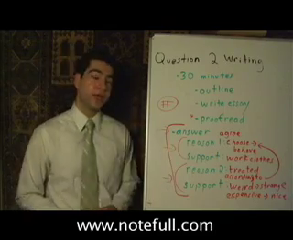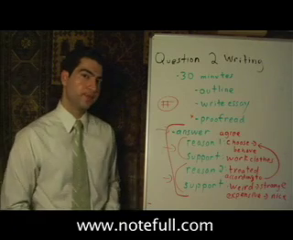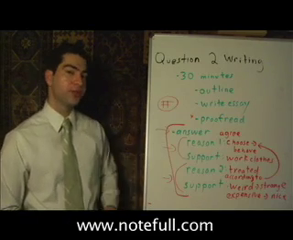So that's how we'd go ahead and outline for question number 2. Then we write it, and then we proofread it. So that concludes our walk through question number 2 of the writing.